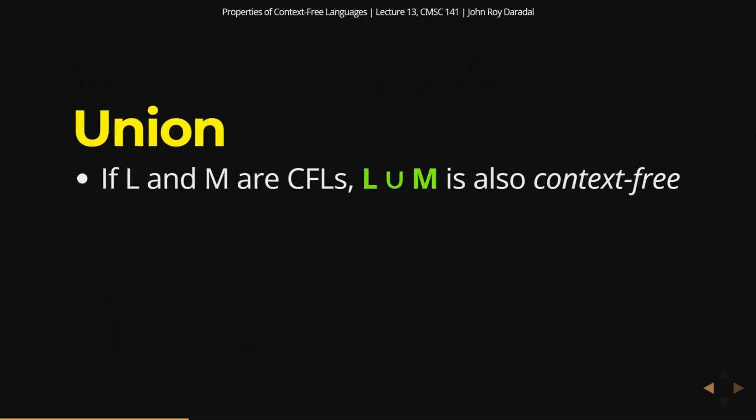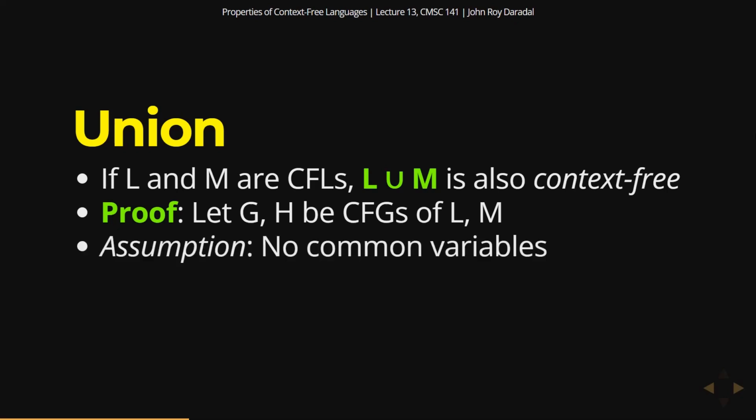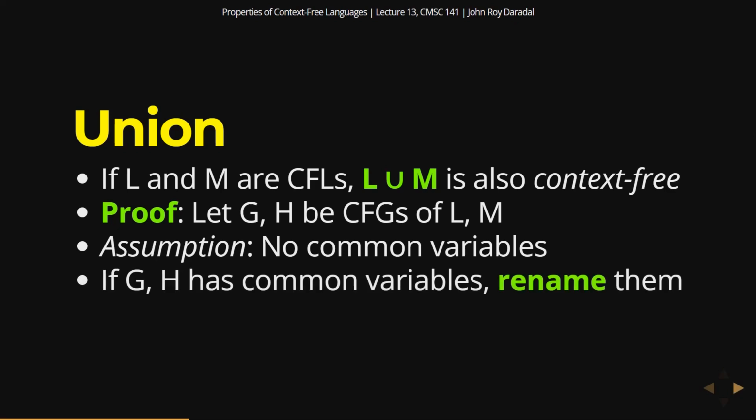So let's see. For union, if L and M are context-free languages, then the union L union M is also a context-free language. For the proof, we will use the CFG, the grammar of the two languages. Let G and H be the context-free grammars of L and M, and the assumption is that they have no common variables. If they have common variables, then rename them so that there won't be any conflict.